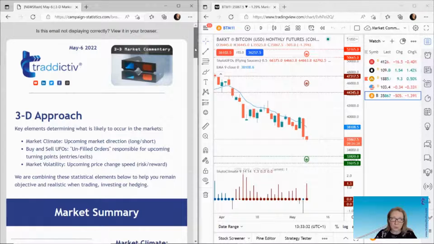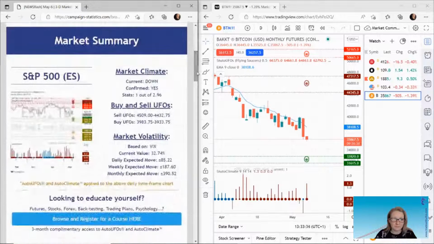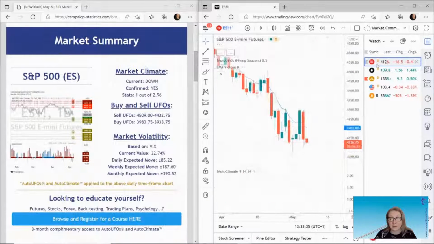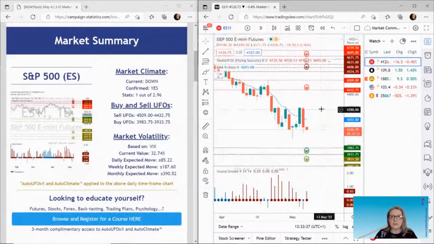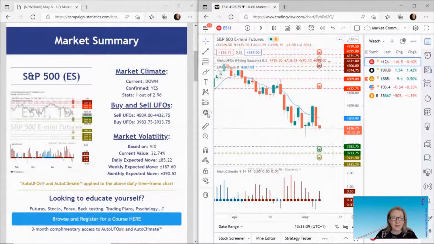We will start with the S&P 500. That's the first market that we'll look at. Now, of course, different things happen on different time frames. For each of the markets we're looking at, we'll be using a daily time frame, so a daily chart. The S&P 500, the top 500 US stocks, has a thick red dot on the Auto Climate. Ignore the lines, focus on the dots. A thick red dot tells us probability is down.